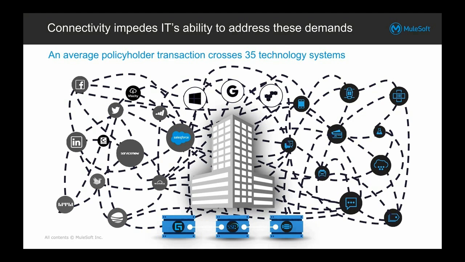One of the things that we're seeing IT come to us with from a challenge perspective is connectivity. Due to the proliferation of end-consuming applications of data, and of modern insurtech partners you may be trying to connect with, the average policyholder transaction crosses 35 different technology systems. What this means is that integration is becoming an increasingly important consideration when thinking about how you deliver on the types of modern policyholder experiences that are going to help attract and retain your customers over time.